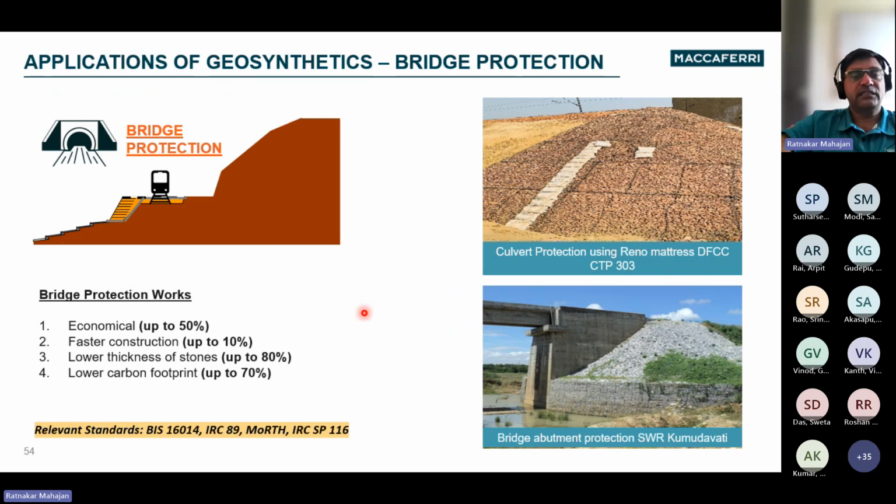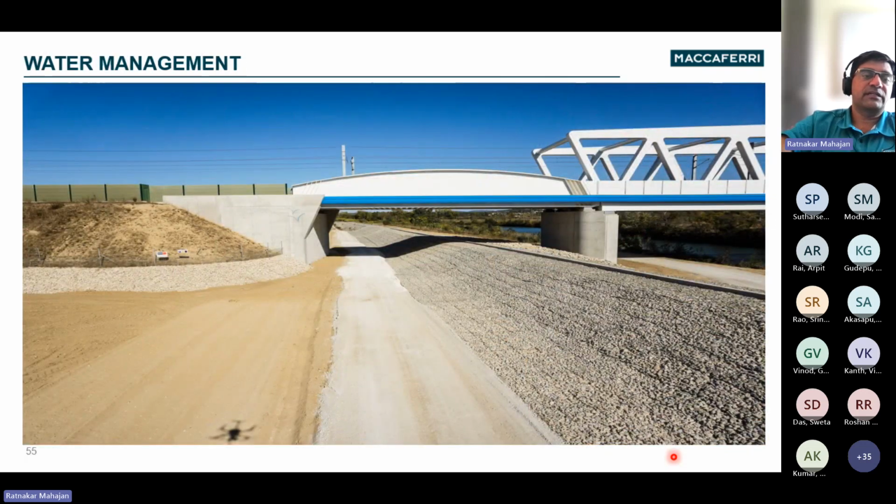Some examples: this is protection of a culvert using Reno mattress at the Dedicated Freight Corridor. This is a bridge abutment protection at SWR in the southern part of India. Of course, this reduction in thickness is possible, which leads to economy and reduction in carbon footprint. This is an example of how these mattresses can be used when waterways cross the railway alignment.